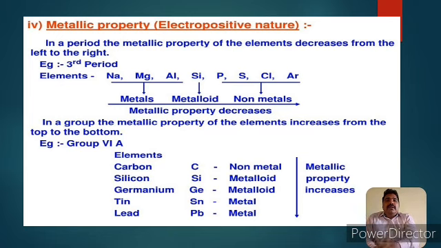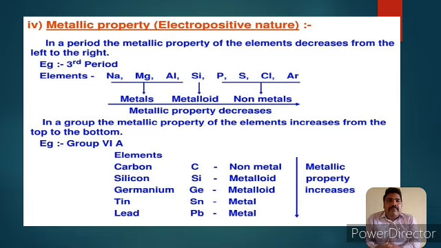Metallic character: in a period, the metallic property of the element decreases from left to right, and in a group, the metallic property of the element increases from top to bottom. So metallic character is studied with the help of the third period: sodium, magnesium, aluminium, silicon, phosphorus, sulfur, chlorine and argon. Sodium, magnesium and aluminium are metals, silicon is a metalloid, phosphorus, sulfur, chlorine and argon are non-metals.